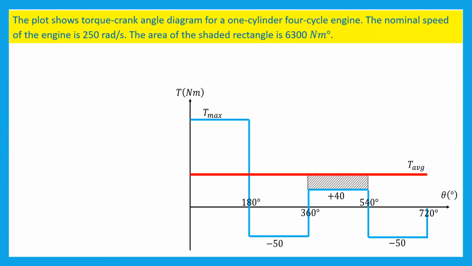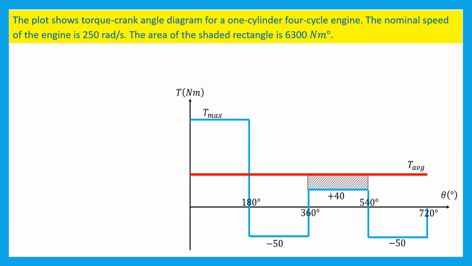The problem here deals with a torque crank angle diagram for a one-cylinder 4-cycle engine. It is given that the nominal speed of the engine is 250 radians per second, and that the area of the shaded rectangle is 6,300 Newton-meter degrees.